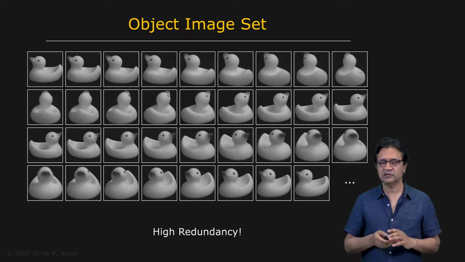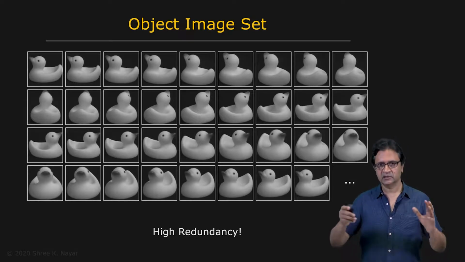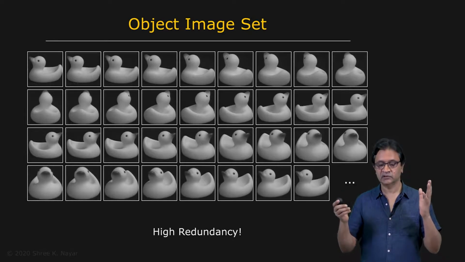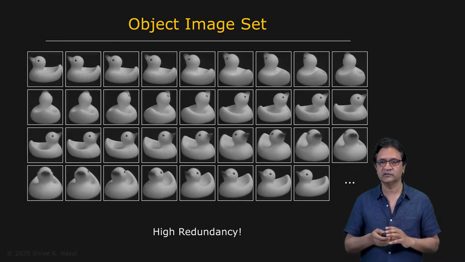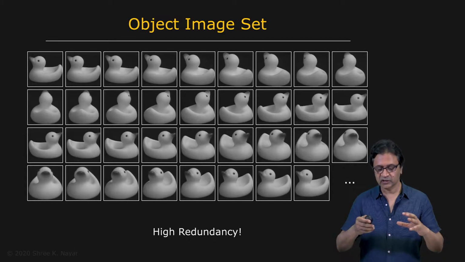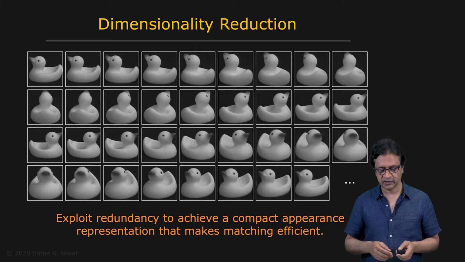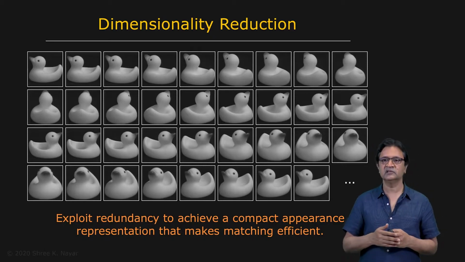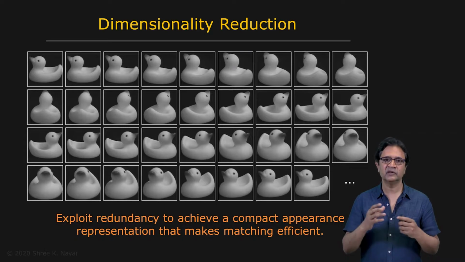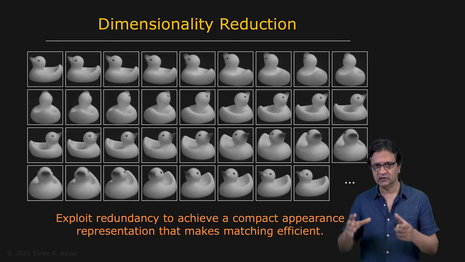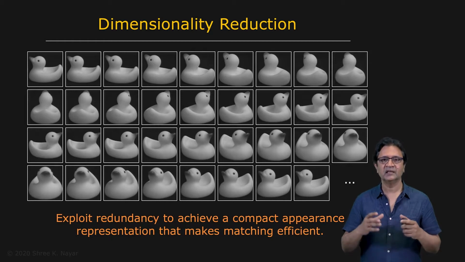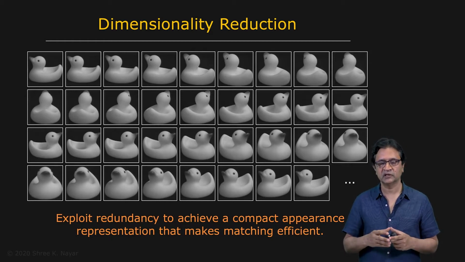And the way we exploit this redundancy is by taking this image set which resides in high dimensional space, because this dimensionality is the size of the image, the number of pixels. That's a high dimensional space. We're going to exploit this redundancy to reduce the dimensionality of the image set. So we exploit the redundancy to achieve a compact appearance representation in a reduced dimensionality space. That's what makes appearance matching efficient. So one of the key goals here is to come up with a way to perform this dimensionality reduction.